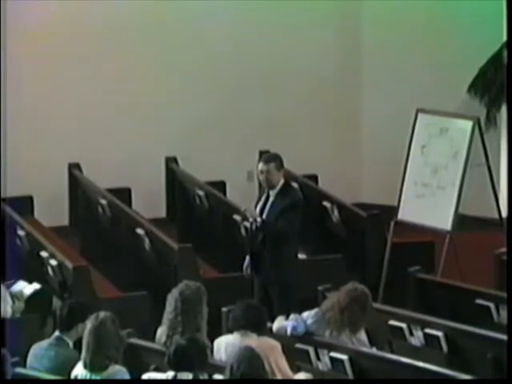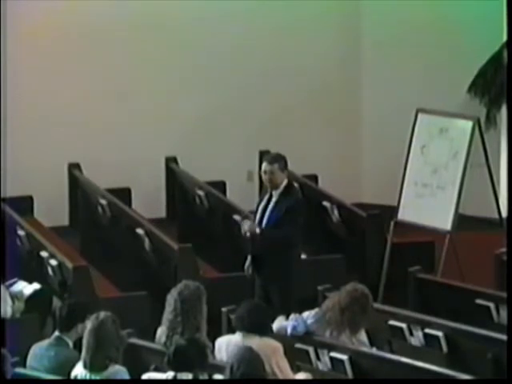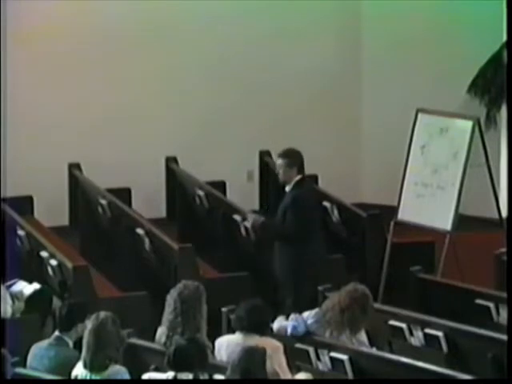God carried out one set of events in the Exodus on Egypt, right? He carried out one set of events. And what did those events do? It saved some people and destroyed others, depending on how they related to those events, right?